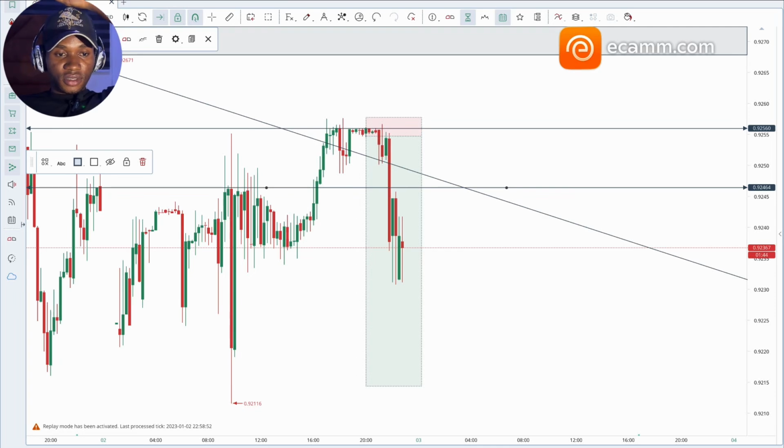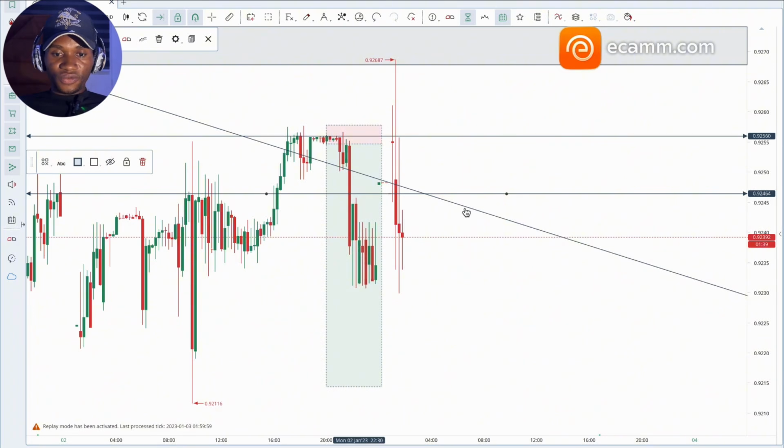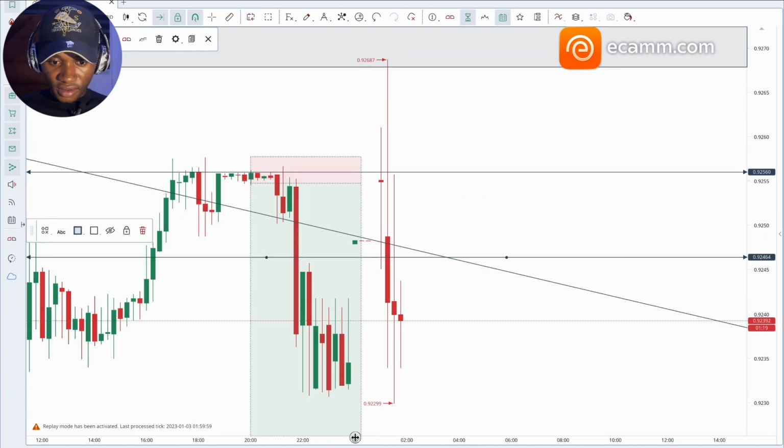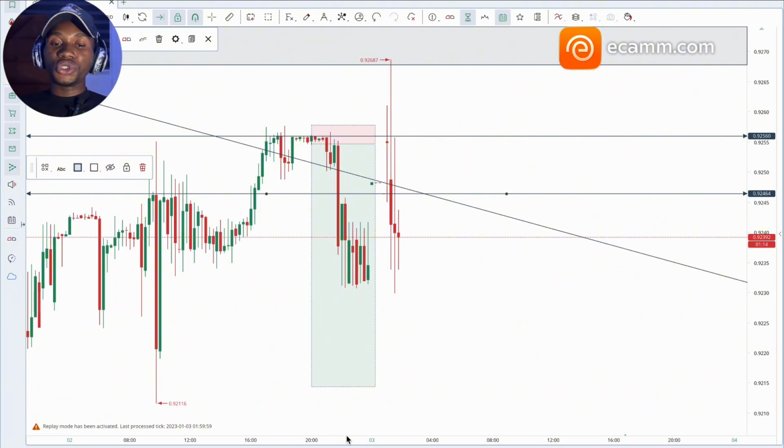So let's see. Oh, now you see what the market did here. From this point, it just went to the sky. What just happened? But basically, like I keep saying, you see what happened right now. So you want to always manage your risk, no matter what the market does. Let's see what happened at this point that made the market do what it did here.